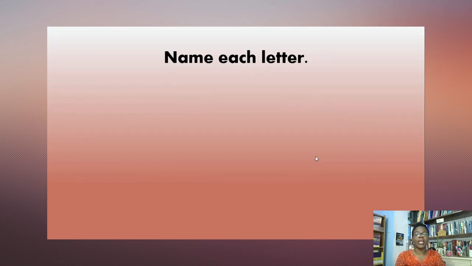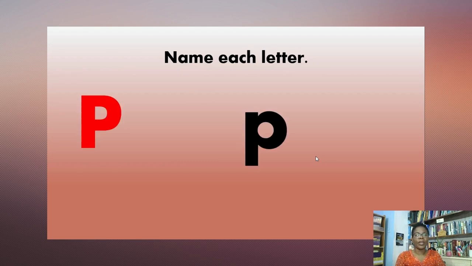Pineapple. Now we're going to be naming the letters so that we will be better able to spell the word pineapple. So let us be sure that we know all the letters in the word. Let's go. We have P. Capital P in red, common P in black. Capital P, common P.